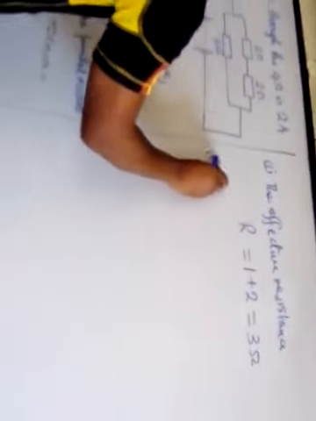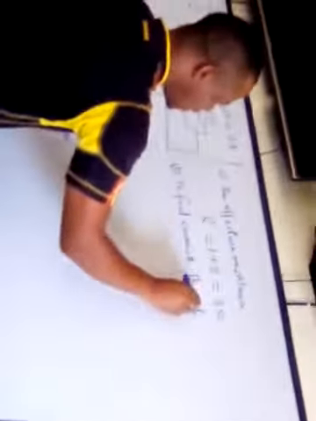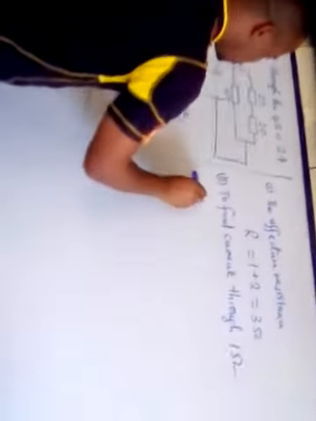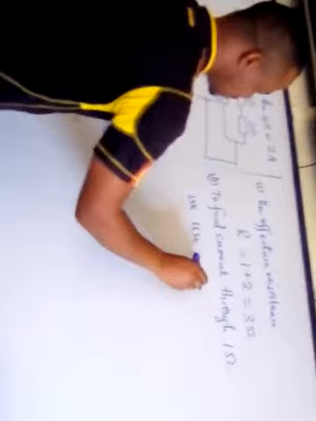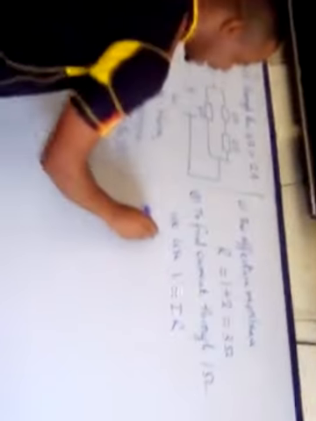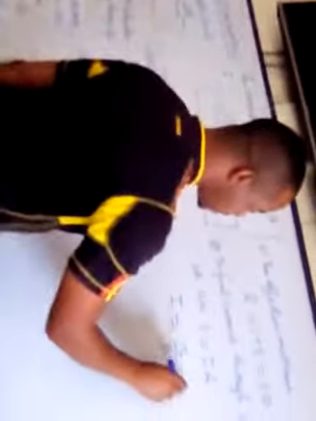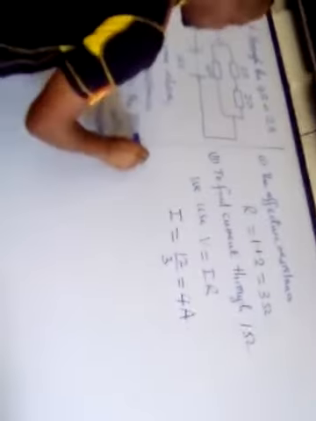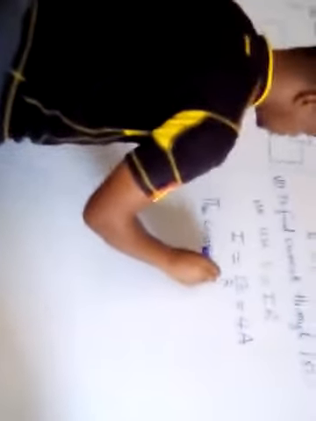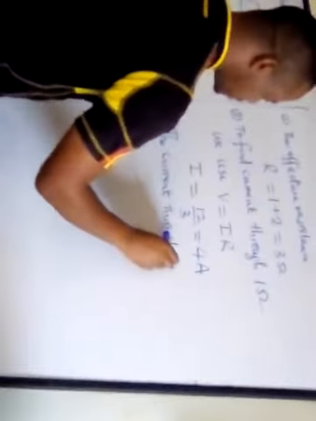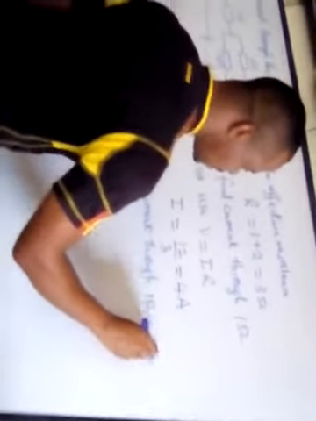Now, part 2, to find the current through the 1 ohm resistor, we use Ohm's equation. V is equal to IR, and I is what we want. V is 12, and R is 3. That is the current that will pass through the 1 ohm, which is going to give us 4 amperes. So we can say that the current through the 1 ohm resistor is going to be 4 amperes.